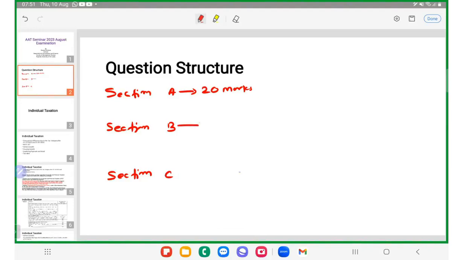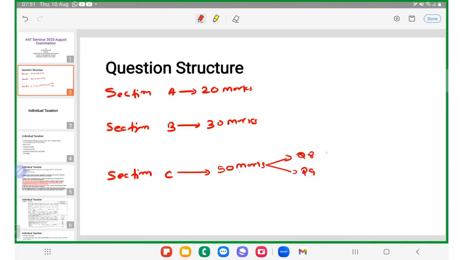In Section B, there are 3 questions, so 30 marks are allocated for Section B, 10 marks per question. This is the most important section in your examination paper. Section C has 2 questions, each 25 marks, so 50 marks are allocated for Section C. In Section C, there are 2 questions, question number 8 and question number 9, 25 marks each.